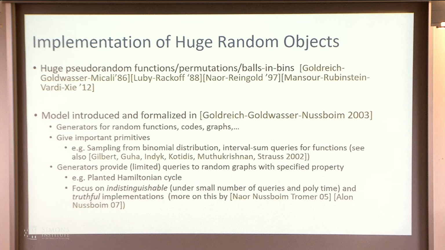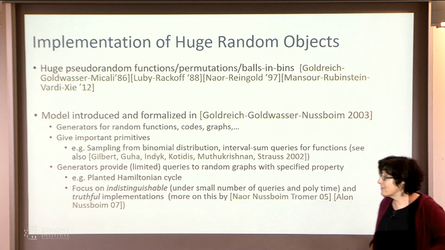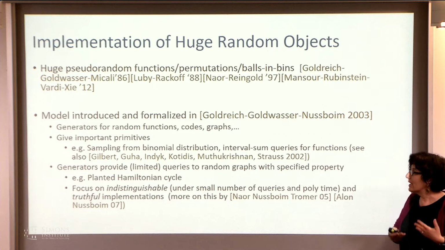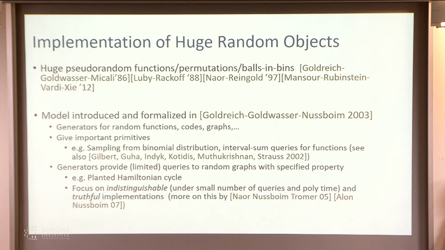Now, the model of implementing huge random objects was proposed, formalized, and first studied by Goldreich, Goldwasser, and Nussboim in 2003. They looked at a number of types of objects: random functions, codes, graphs. They gave a bunch of important primitives. They showed, for example, how to sample from binomial distributions and interval sum queries for functions. There's another work that looked at that as well in the streaming literature by Gilbert et al. They did a lot of things in this paper. It's a big paper. But one of the things they talked about a lot is how to provide limited queries to random graphs with a specified property.